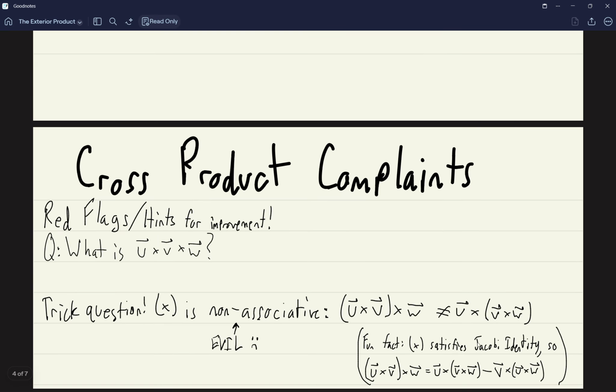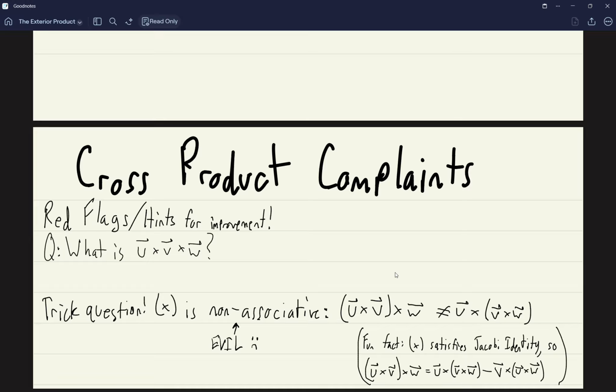And in fact, the cross product satisfies what's called the Jacobi identity, so we can know that this is what the difference would be, depending on which order you did your computations in. So this sucks because we normally like our operations to be associative, especially if we're calling them multiplications. Products kind of should be associative.